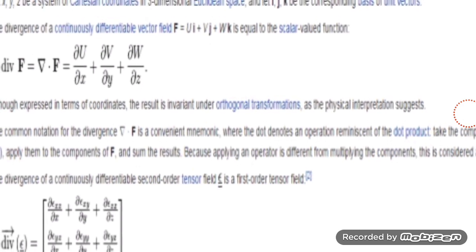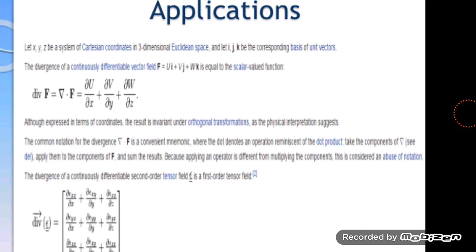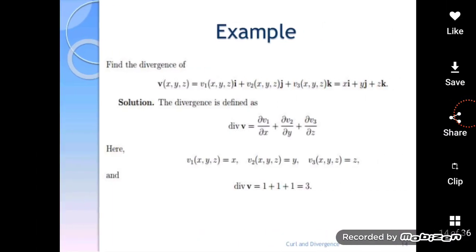notation, but where the dot denotes an operator, take the components of del and apply them. So what we mean to say is that divergence can also be written in this type, as we have shown in the slide. This is another example of divergence.